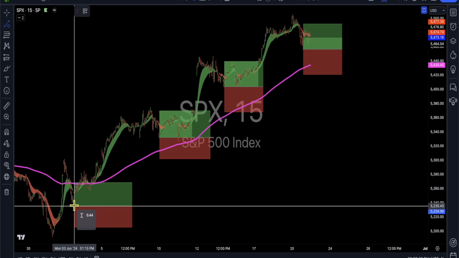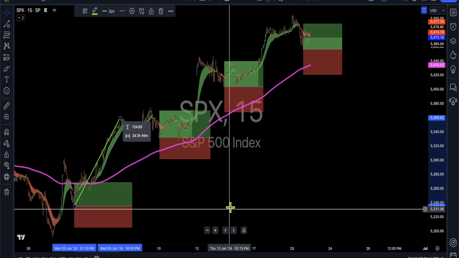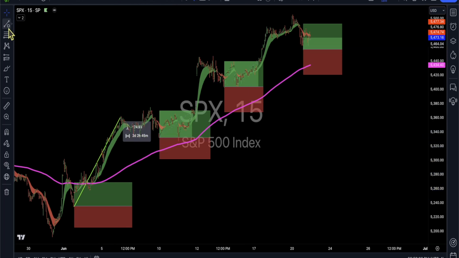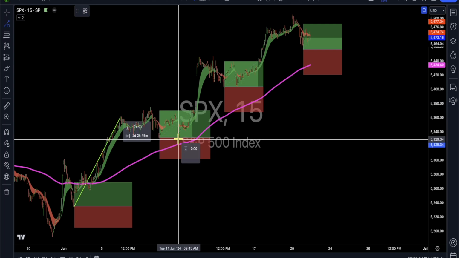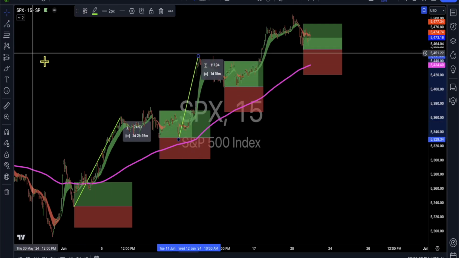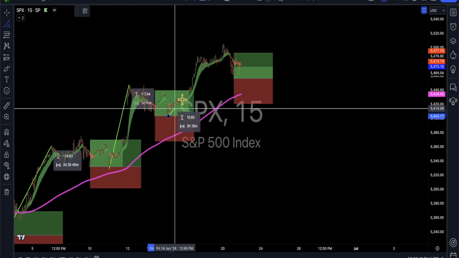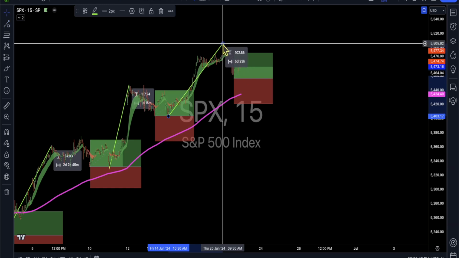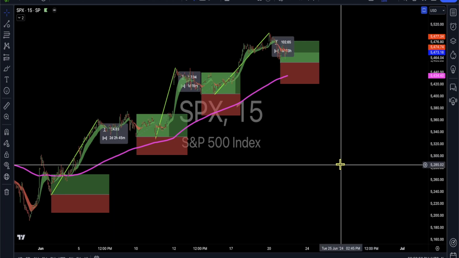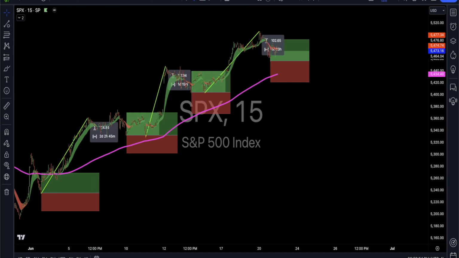If I take my info line and I go to the top of the actual wave, first one shows me that we went up $124. Second one shows me we went up $118. And the third one shows me that we went up $102, $103. Do you see what I see, guys? Do you see a trend? Do you see what is happening?